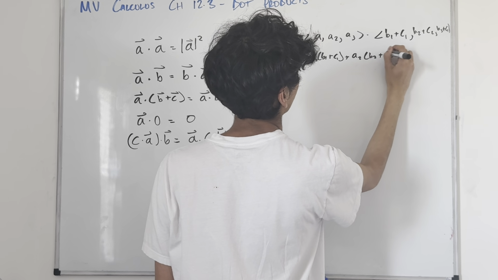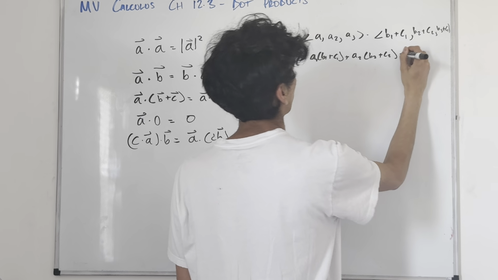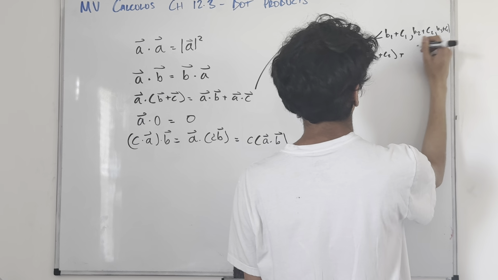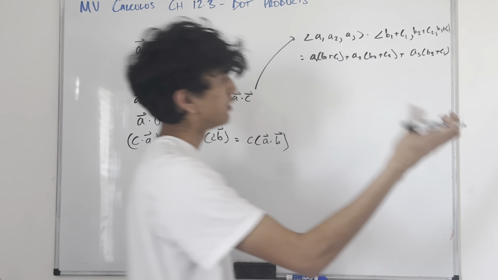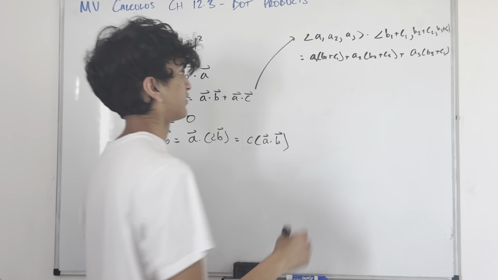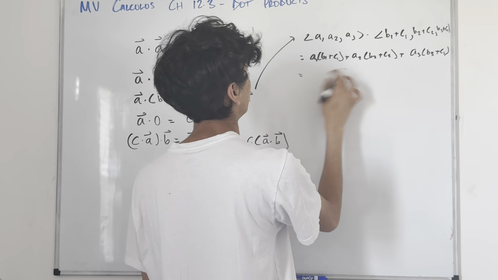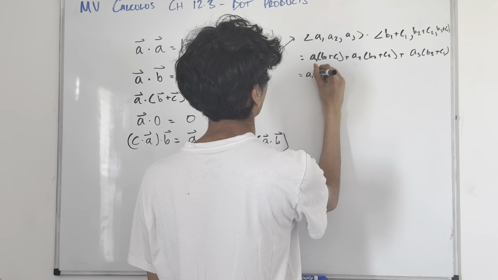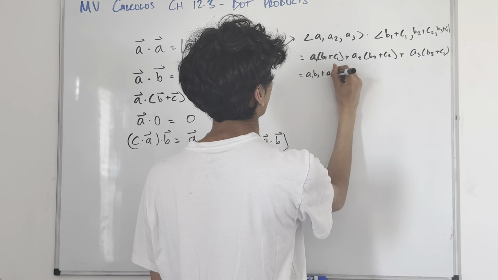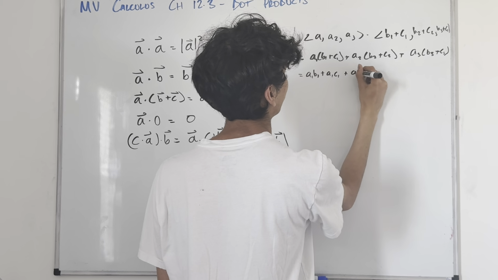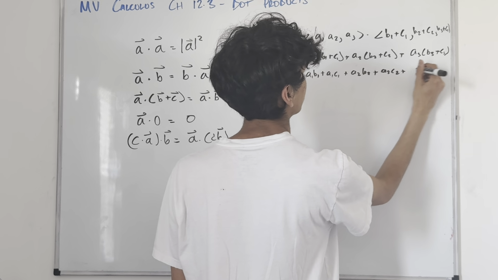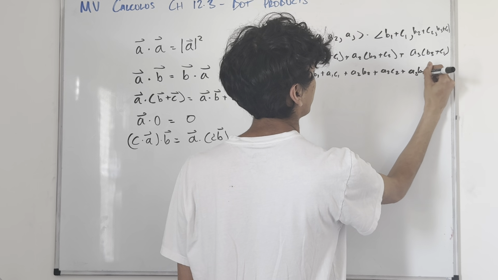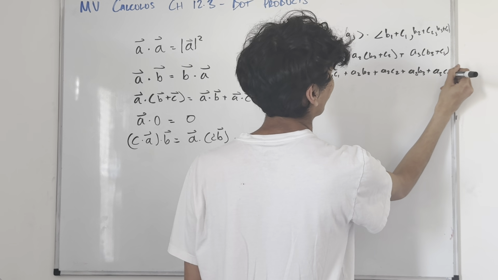times (B2 plus C2), right? I'm doing just what I define as a dot product, plus A3 times (B3 plus C3), where I'm taking the components, multiplying, and adding the products. So now, if I distribute the A component, I get A1 B1 plus A1 C1, plus A2 B2 plus A2 C2, plus A3 B3 plus A3 C3.